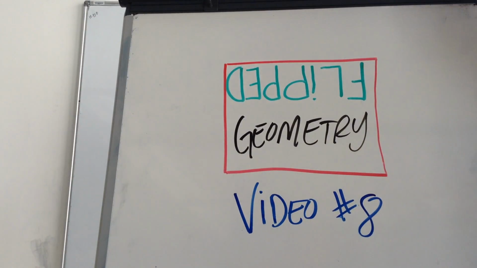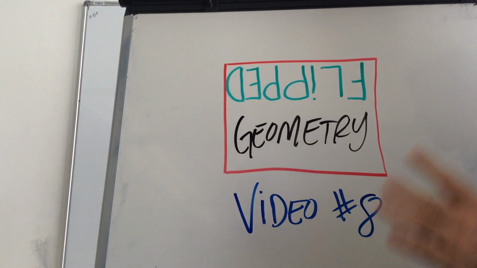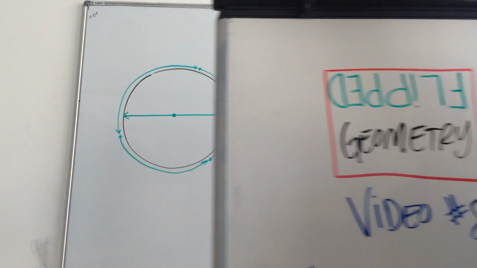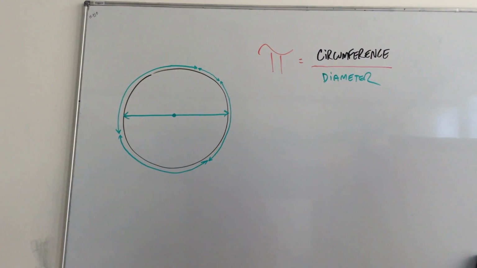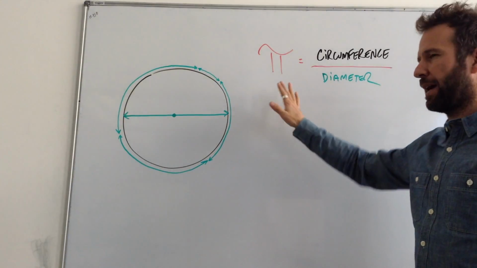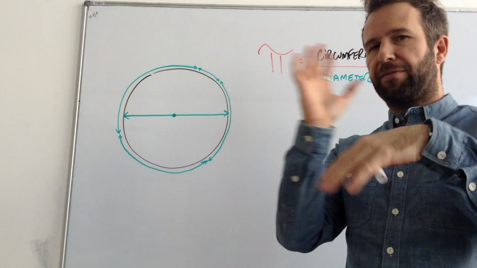Hello again, video number 8 for flipped geometry now, and this one is an interesting one because we start talking about a friend of mine named pi. And pi is one of these symbols in mathematics that we often take for granted.